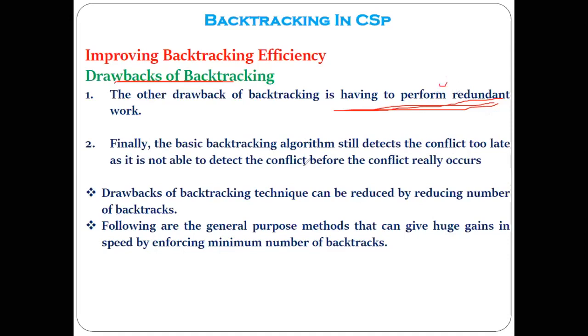Second is this. The basic backtracking algorithm detects the conflict too late, and it is not possible to detect the conflict before the conflict really occurs. In short, the backtracking algorithm detects the conflict too late. What do you mean by detecting the conflict too late?